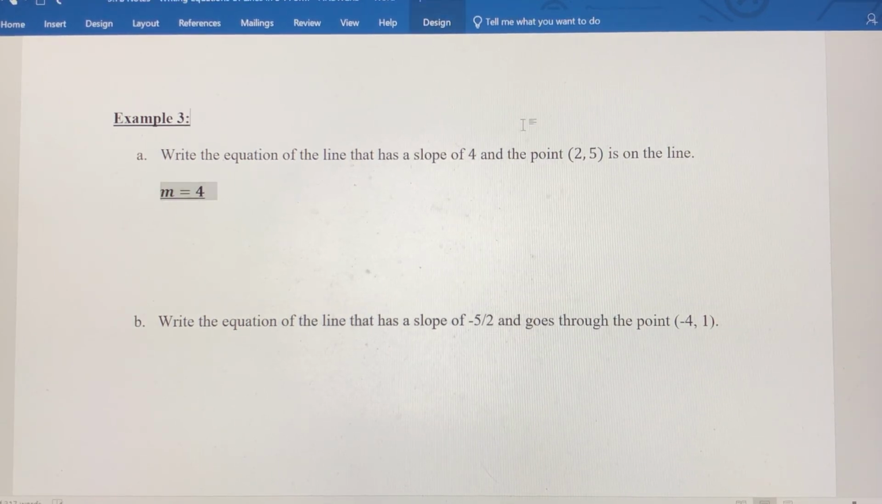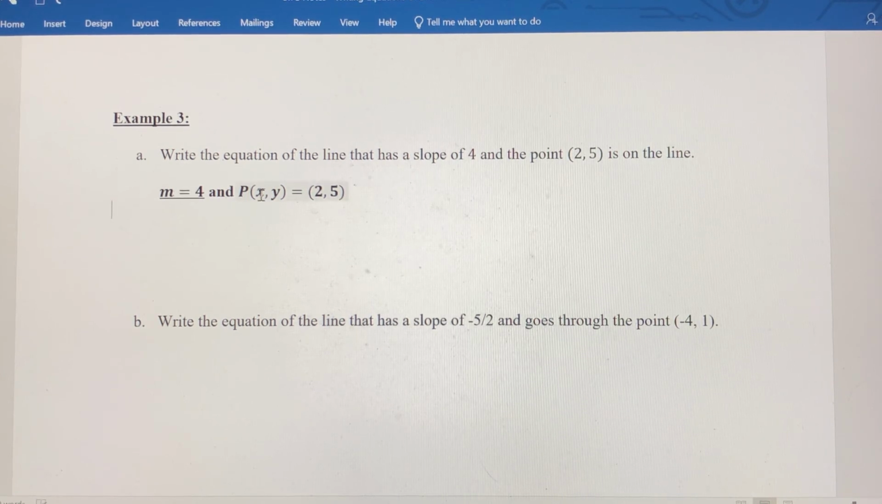So first thing we know, the slope's given, that's 4. So that's definitely going into my equation, okay? Slope-intercept form, remember, is y equals mx plus b, so the 4 is going to go before the x. It's going to be the coefficient of x. All right, so the point that's on the line is 2 comma 5.